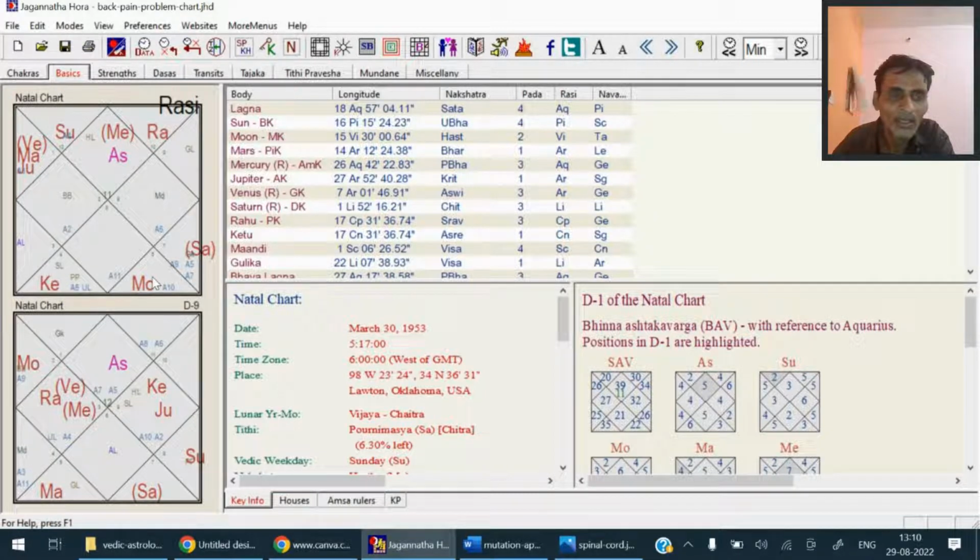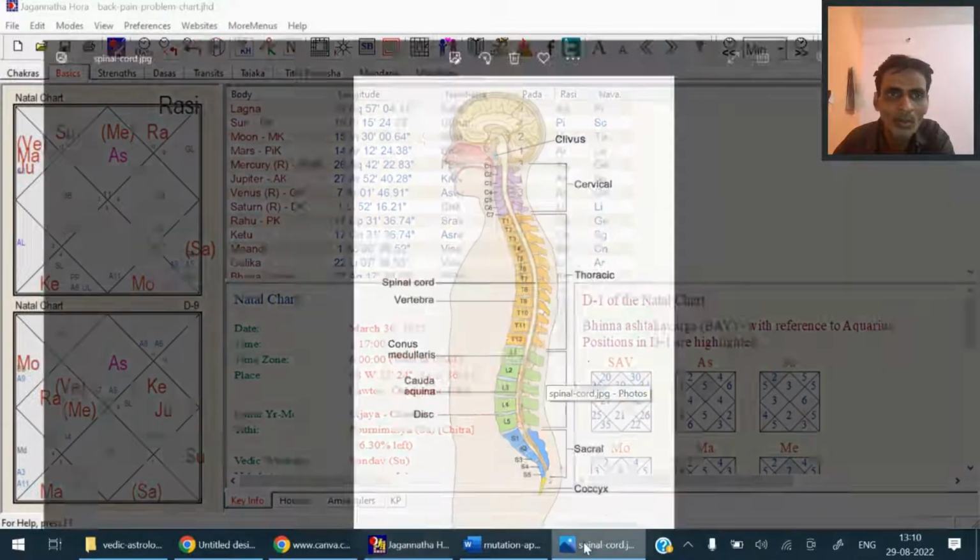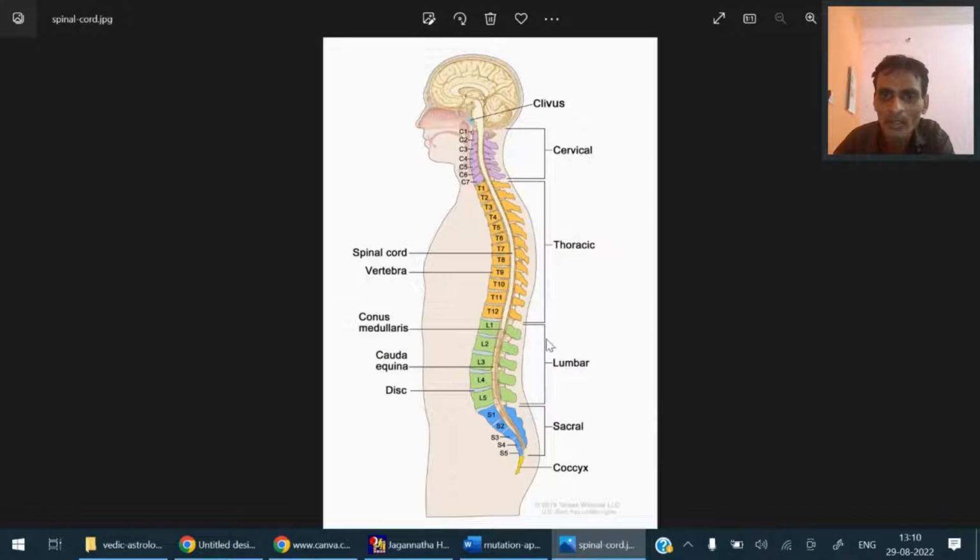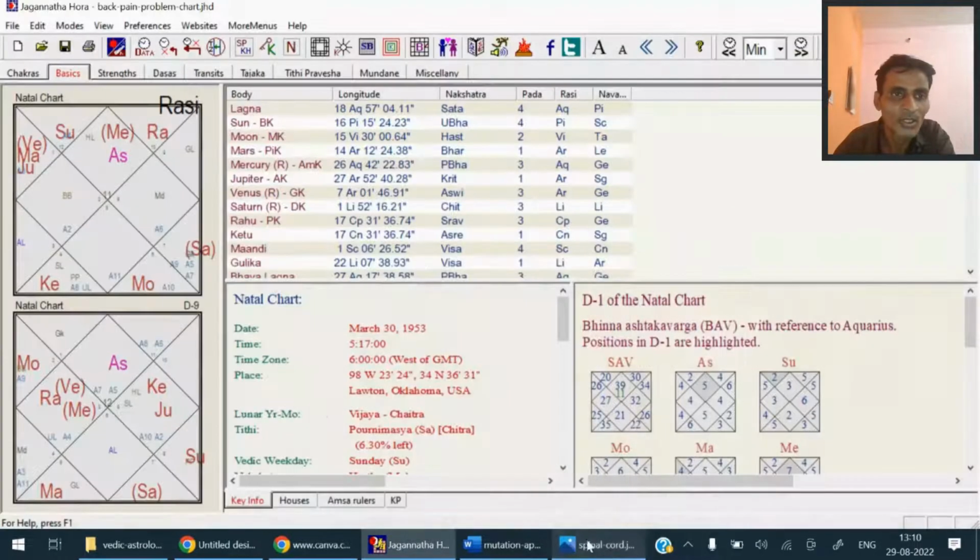Now, back pain is seen from the sixth house. The sixth house is actually the lumbar area. As you can see in this human figure, this is the back of a person, and this is called the lumbar area. This lumbar area is seen from the sixth house. So if the sixth house is getting afflicted, then it gives back pain.